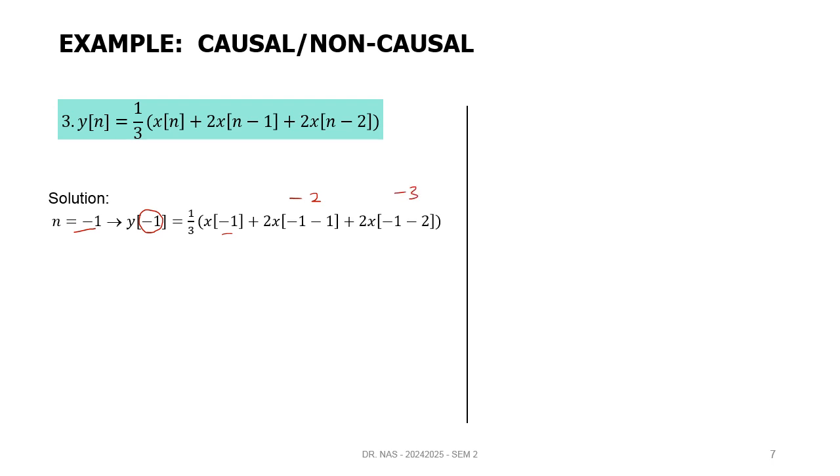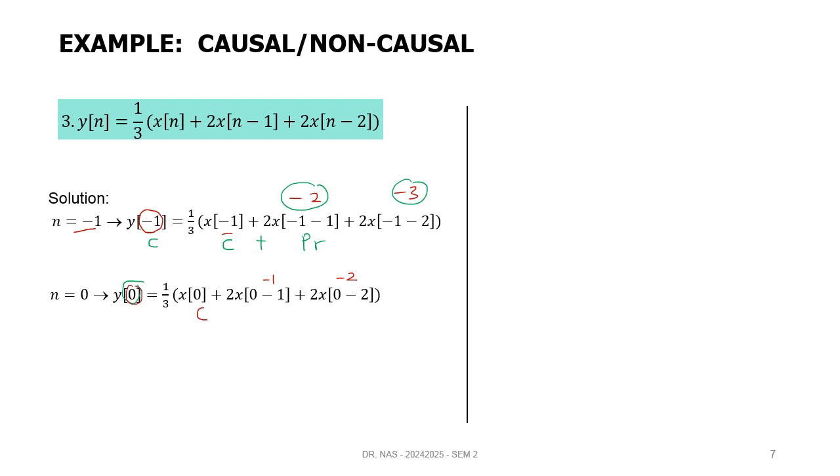Okay, so let's look at the states. Here you have the current state, then you have the previous states: -2 is a previous state, and -3 is also a previous state. Look at the second n value, when n equal to 0. This is the current state, 0. Here is -1, here is -2, so these are previous states.